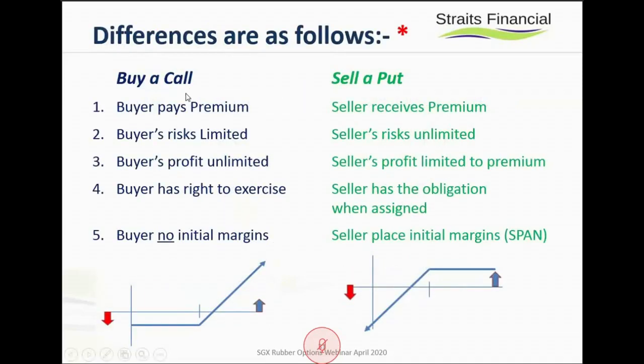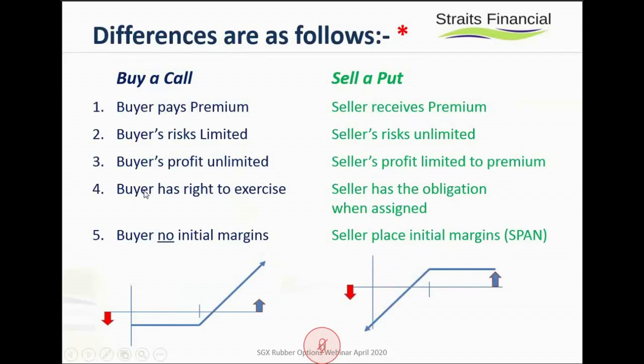When you buy a call option, the buyer pays the premium. When you sell a put option, you receive the premium. Remember, the buyer pays a premium, the seller receives premium. What about the risk factor? Buyer: limited risk, unlimited profit. Seller has unlimited risk if the market goes down, but his profit is limited to the premium he receives.